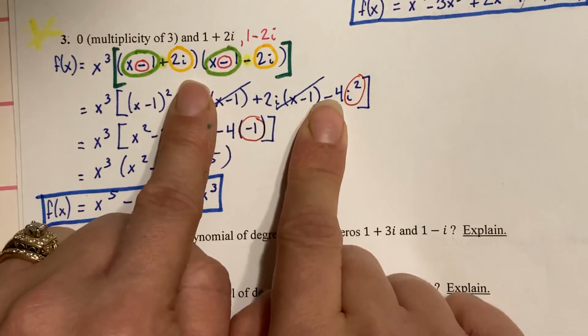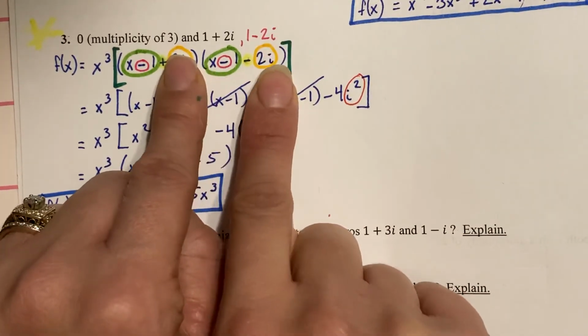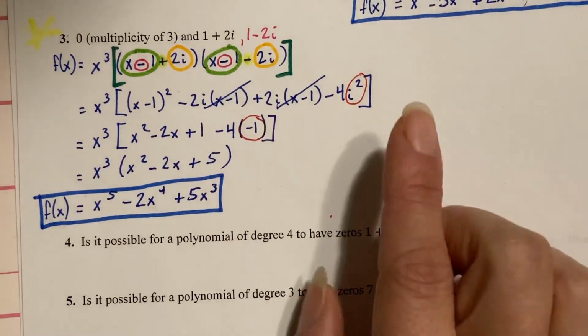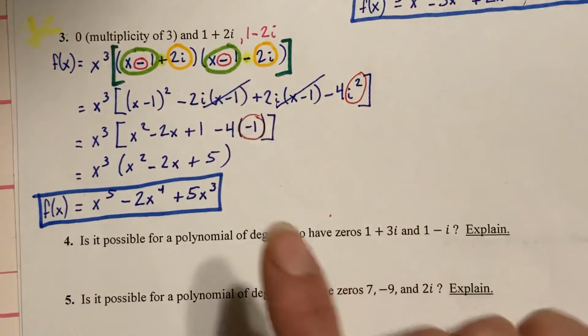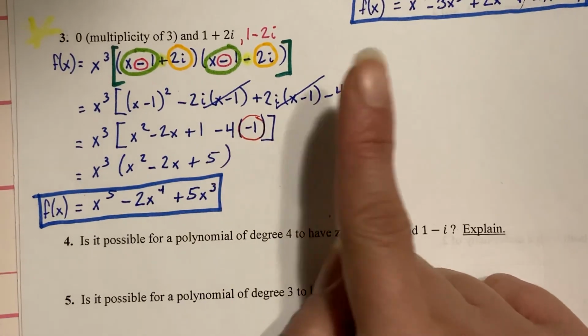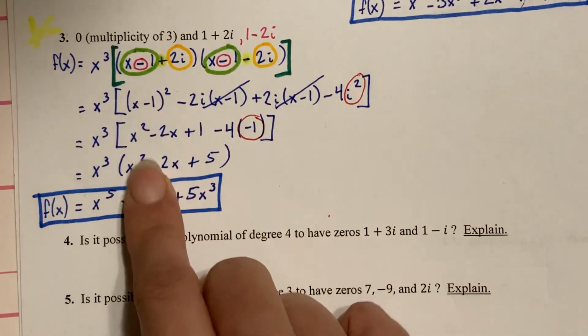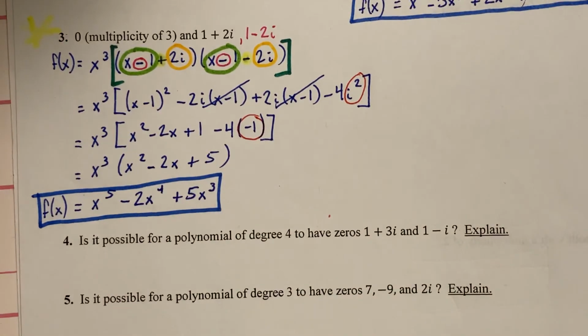Sometimes students forget the negative. Sometimes they forget to multiply those coefficients together. Sometimes they just write i instead of i squared. So lots of things to remember with that last multiplication. i squared is the same as negative 1. So negative 4 times negative 1 is a positive 4. Plus the 1 from foiling this stuff leaves me with x squared minus 2x plus 5.